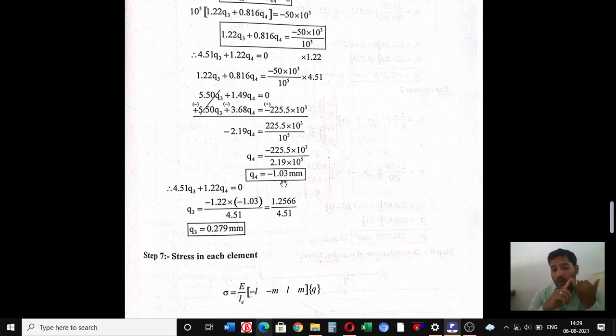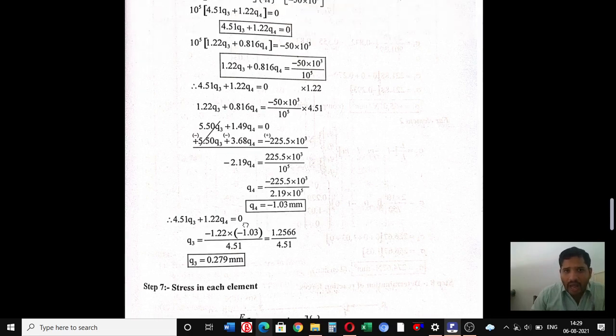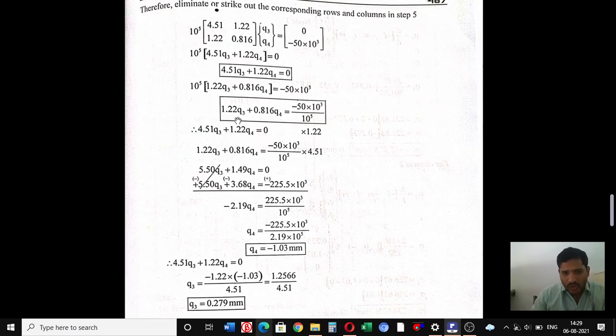Q1 is 0 and Q2 also 0, Q5 also 0, Q6 also 0. We got the value of Q4, how much, dear? Minus 1.03. Again, what we need to find out? We need to find out the value of Q3. So we need to substitute this Q4 value in the above equation. Any one equation you can use. So I am using this first equation. Substitute the Q4 value in the first equation.